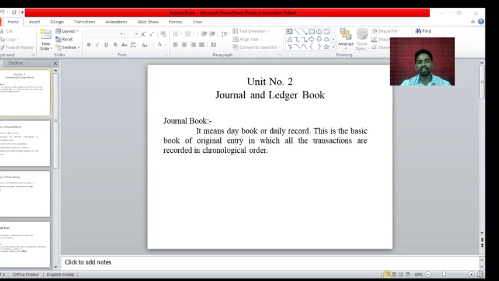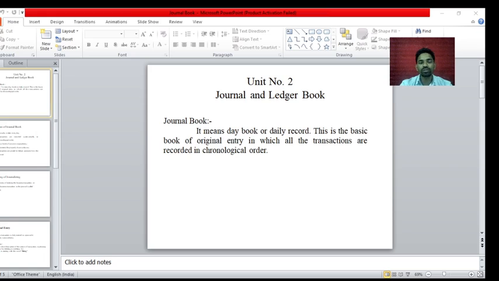So in the last lecture we covered how to apply the rules. I hope all of you understand. We already covered the first unit. In this session I'm going to start the second unit, unit number 2, the journal and the ledger book.